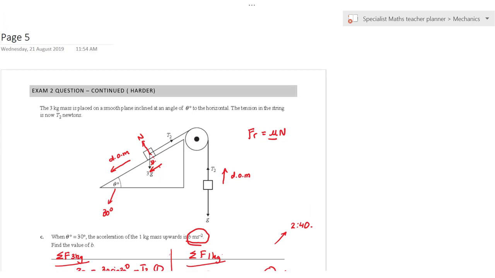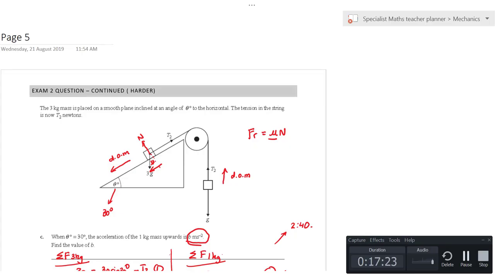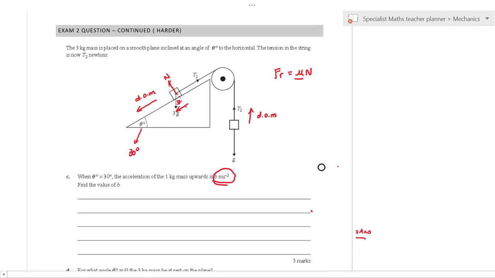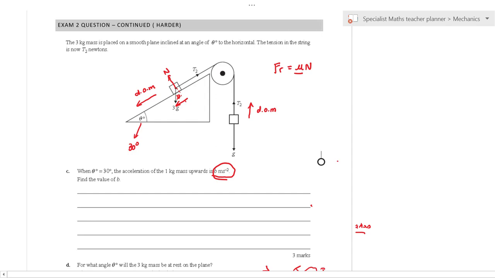Okay, now I'm going to leave this and just pause it for a second. I want you to have a little bit of a look at this question. I'd like you to time me for this one, because if you see these questions on exams, you should be laughing. You should be able to nail them, and secondly, save yourself a lot of time to answer some of the harder questions. It says here, when theta is 30 degrees, the acceleration of the 1 kilogram mass upwards.